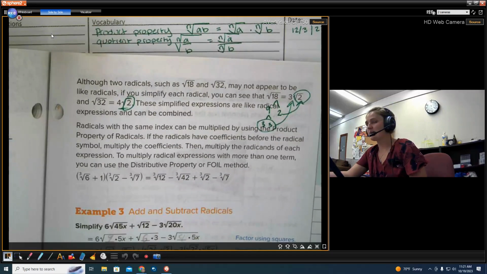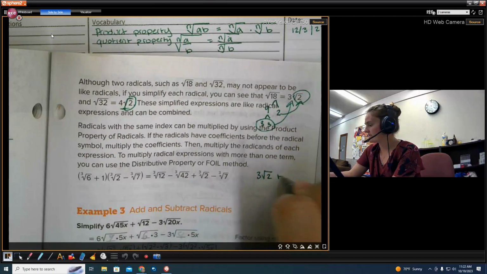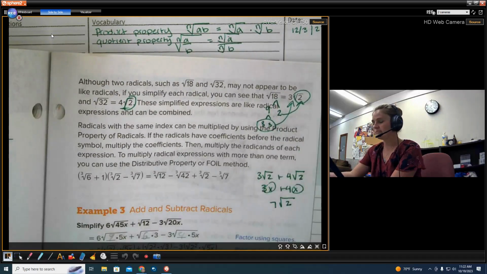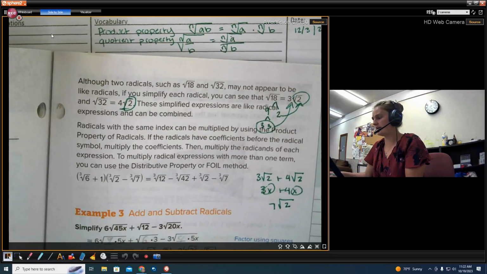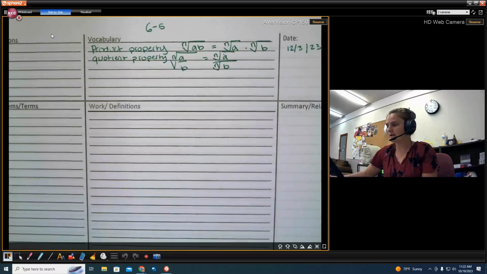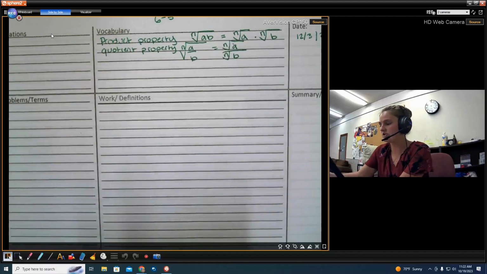So as long as it has the same radical, it's like the same x, like x squared. So 3 radical 2 plus 4 radical 2 is thinking of it like 3x plus 4x. The x just stays the same, and you just add the numbers afterwards. So 7 radical 2. Okay, just wanted to talk about that really quick. Okay, so let's do a couple of examples from this module. Okay, so example 1, it says simplify each expression.